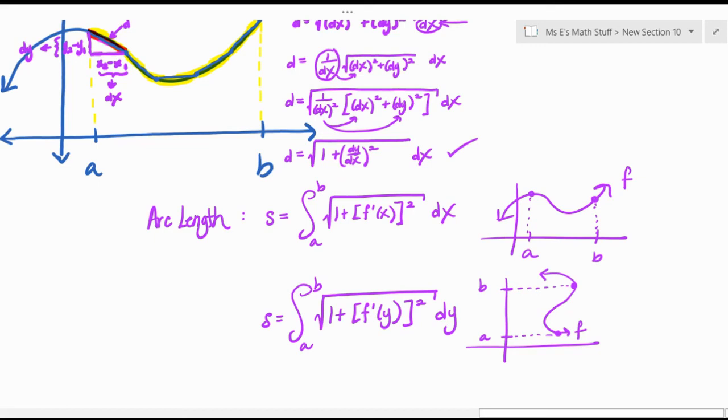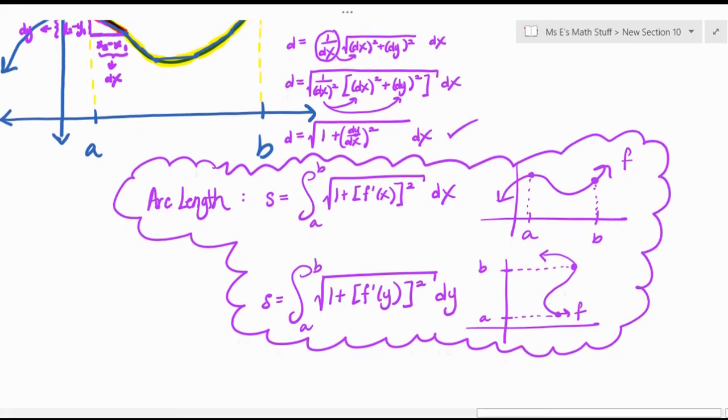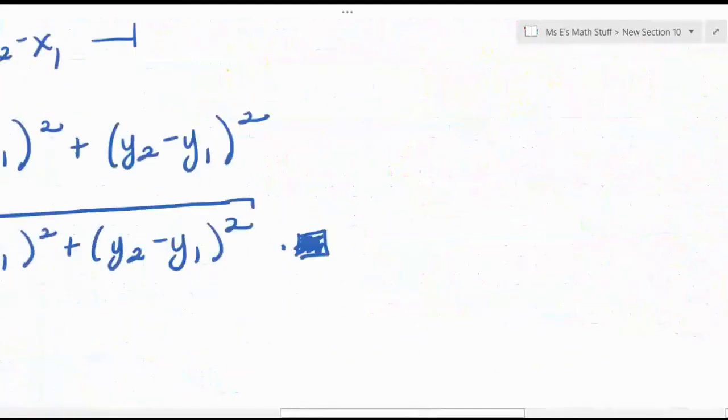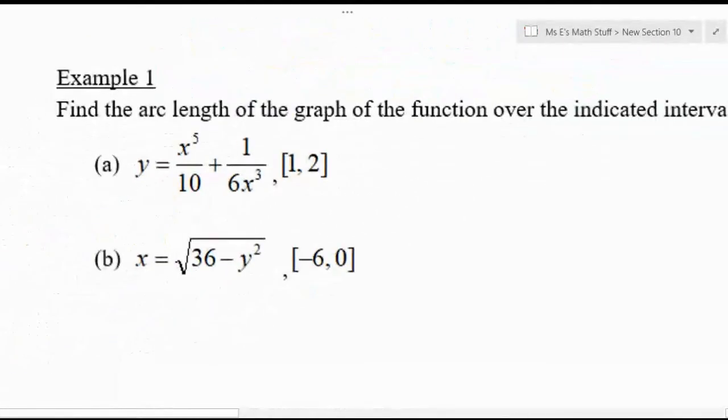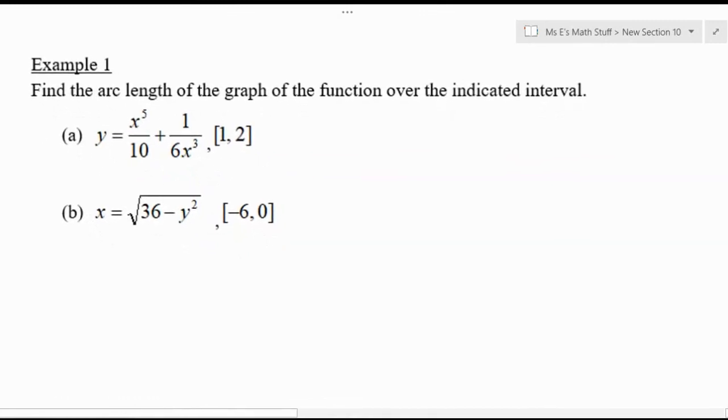All right, my friends, take a moment and memorize the arc length formulas that you see here. Even if you need to pause the video, make sure you take a second and memorize them before you start example 1. All right, with that said, I'll trust that you do the right thing. And here's example 1. Find the arc length of the graph of each function over each indicated interval. See how it goes. Check in with me in the next video. Good luck.